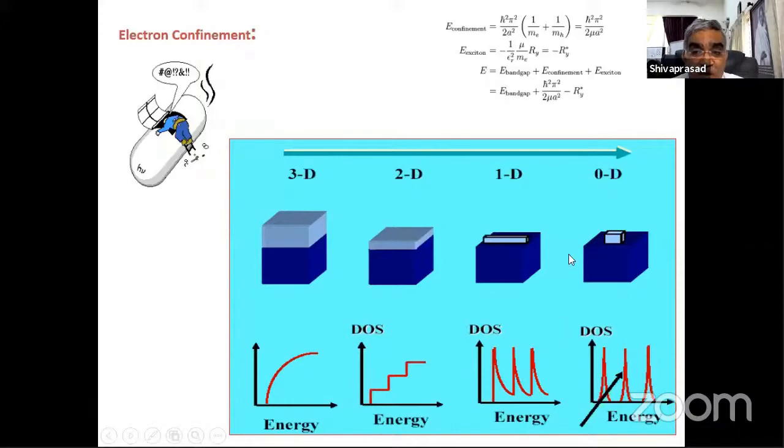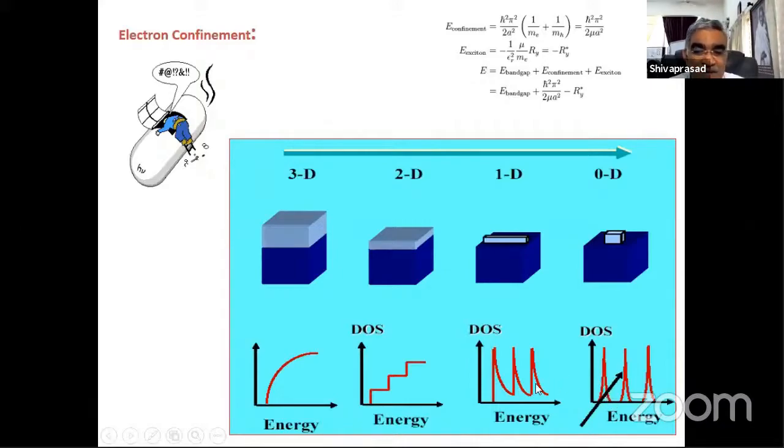Now what I do, I further confine it in all three dimensions and put it in one small box and don't allow it to go outside. Now it is purely a particle in a box. When I put the particle in a box, now I have states almost like in a solid. That means I get discrete states. I can get the density of states behavior like this.